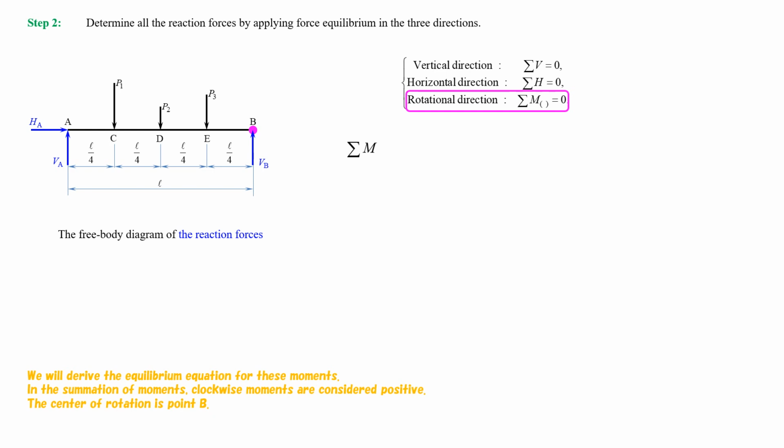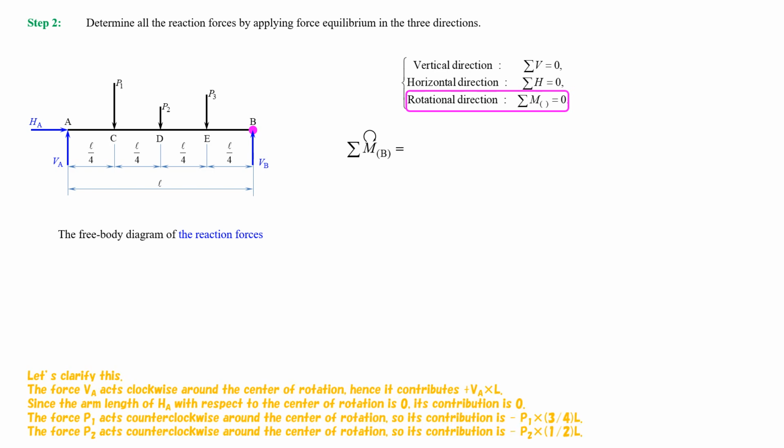In the summation of moments, clockwise moments are considered positive. The center of rotation is point B. Let's clarify this. The force VA acts clockwise around the center of rotation, hence it contributes plus VA multiplied by L. Since the arm length of HA with respect to the center of rotation is 0, its contribution is 0.